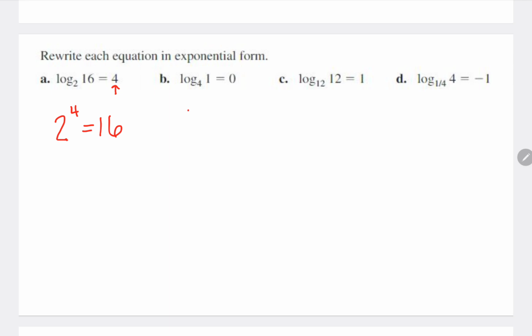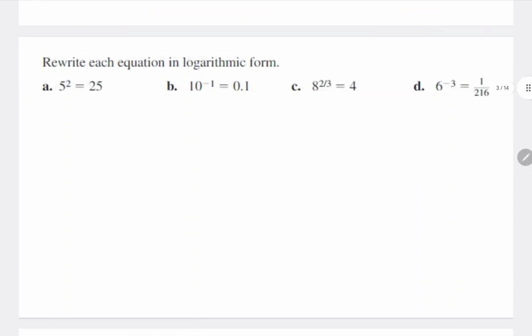So this next one, log base 4, exponent 0 equals 1. 4 to the 0 power equals 1. The next one, 12 to the first power equals 12. And the last one, 1/4 to the negative first power equals 4. So right now we're just practicing going from log form to exponential form. Now let's practice going the opposite direction.